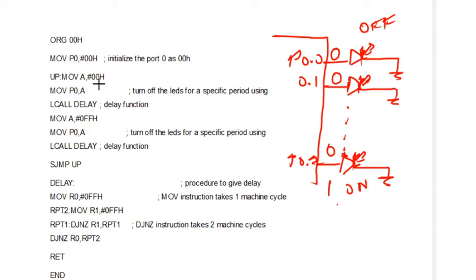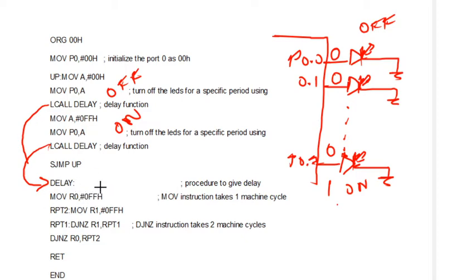The accumulator is loaded with 00 and the LEDs are off, and here it becomes off, and here it becomes on. We are making it FF, and in between a delay is calculated. This delay is calculated as a function. You see the delay program is written here. Once the LCALL delay routine is called, it comes to this routine and this will be executed.